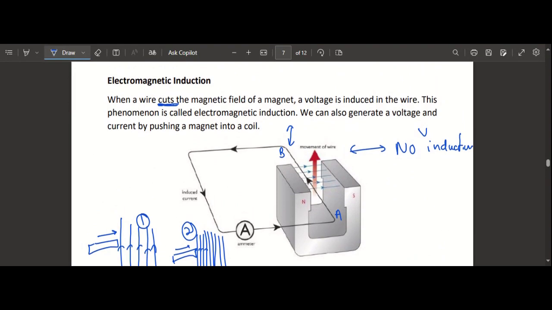Now this thing they ask: when the wire is moved like this, why is there a current in the ammeter, why is there a reading on the ammeter? Then you can simply mention that when the wire cuts the magnetic field lines, there will be a voltage induced across the wire. Because of this voltage, there will be a current, right? I will give you a question to write this one later.